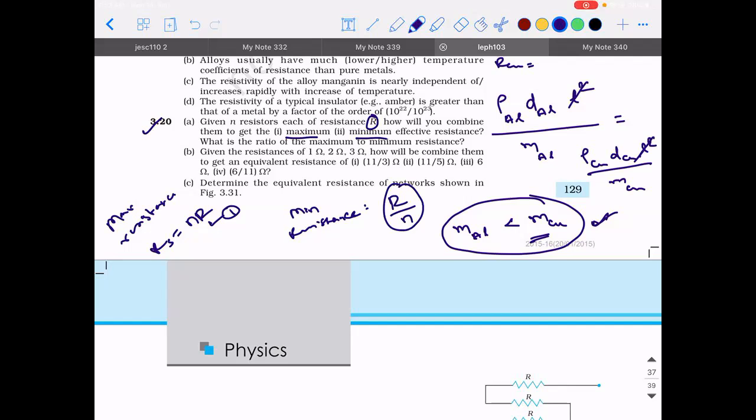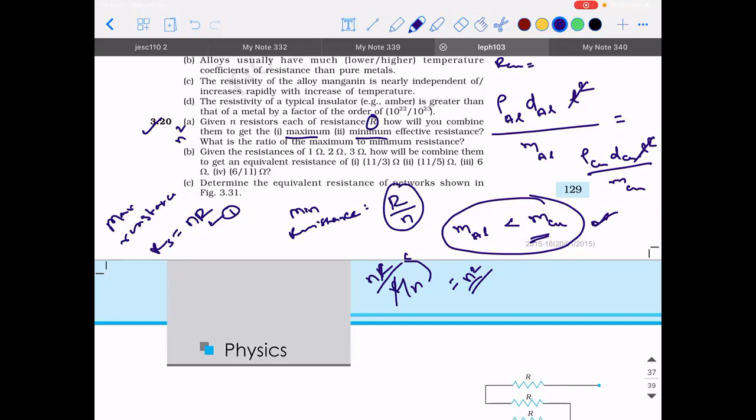Okay. So they're asking what is the ratio of the maximum resistance to the minimum resistance. So what will be the value? It will be NR divided by R divided by N. If you calculate, you will get the value as N square. That is NR divided by R divided by N. These two will get cancelled. N will go. It will become N square. Okay. So between the maximum and the minimum, you are going to have certain values. Those values can be obtained when you connect them in mixed combination. That is what the second question is based on.